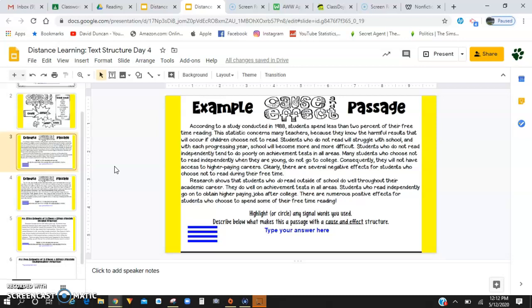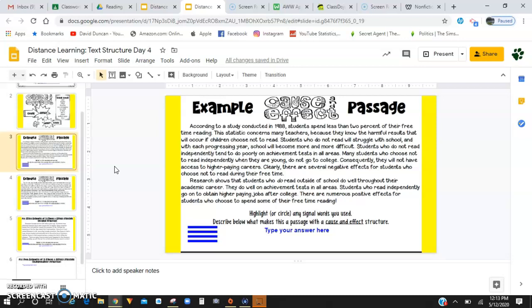This statistic concerns many teachers because they know the harmful results that will occur if children choose not to read. Students who do not read will struggle with school, and with each progressing year, school will become more and more difficult. Students who do not read independently tend to do poorly on achievement tests in all areas. Many students who choose not to read independently when they are young do not go to college. Consequently, they will not have access to higher paying careers. Clearly, there are several negative effects for students who choose not to read during their free time.